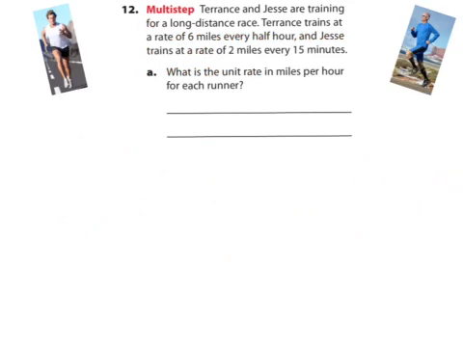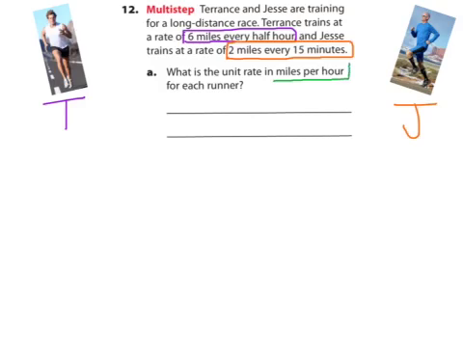I'm going to move to question 12 because after I did all the questions, I felt like this one might be the harder one for the rest of you guys. So look at number 12. It says we have 2 different people running. We have Terrence and we have Jesse. Terrence and Jesse are training for a race. Terrence trains at a rate of 6 miles every half hour. Jesse trains at a rate of 2 miles every 15 minutes. And the question wants us to solve what is the unit rate in miles per hour.